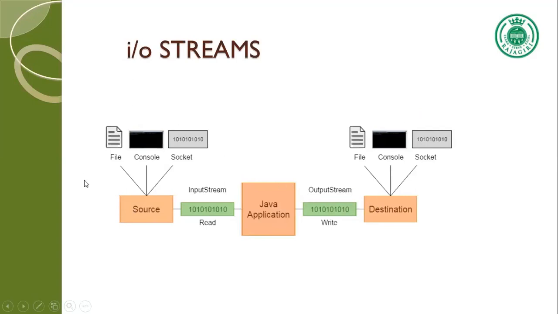So if we go once again, you have your source, which could be a file, a console, or a socket. You get data from here, channelize it through an input stream. You have a function called read. You read it into your program, and then imagine you have to write it out into any of these output devices. You do it with the help of an output stream and a function called write.